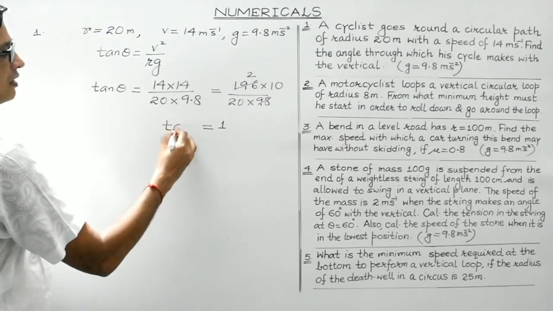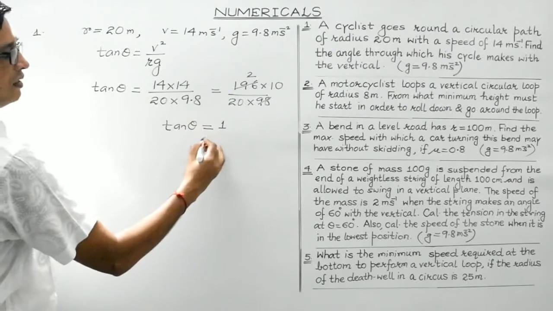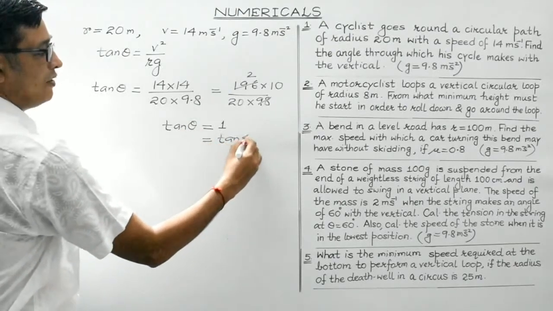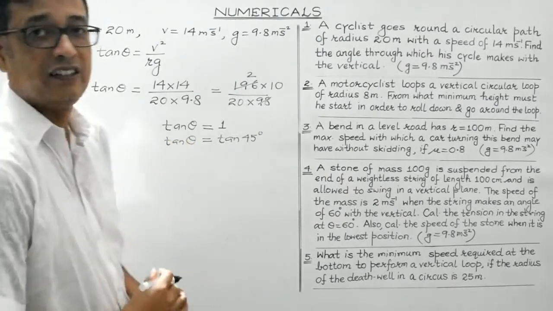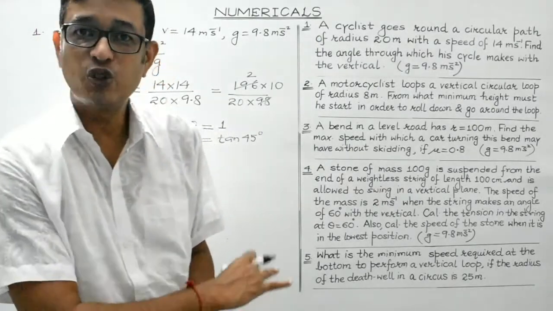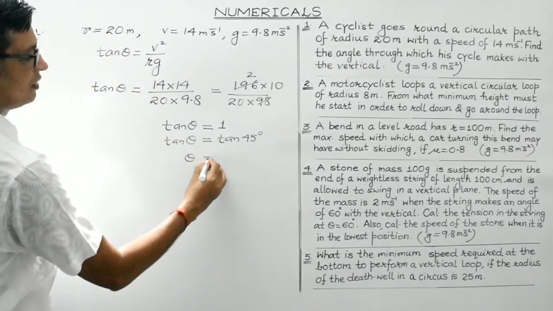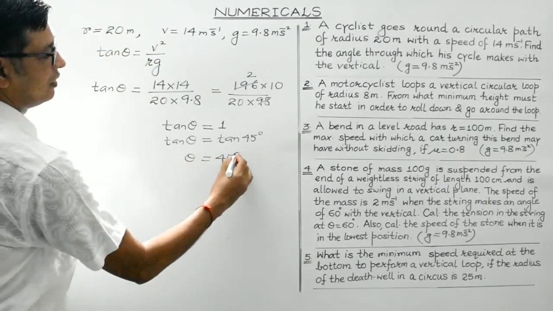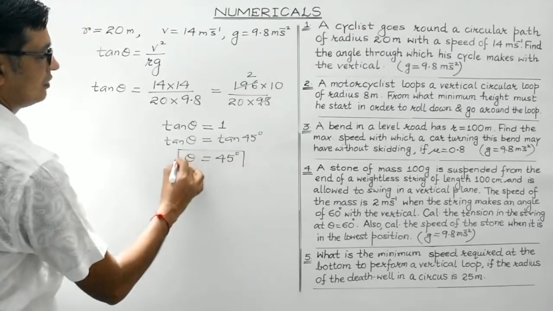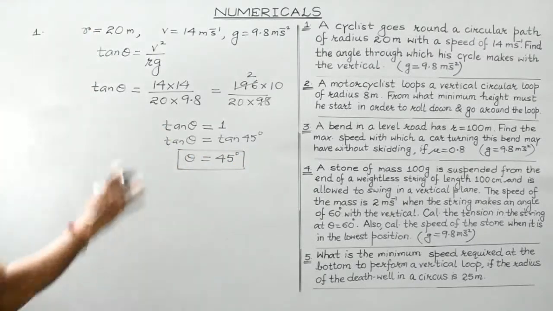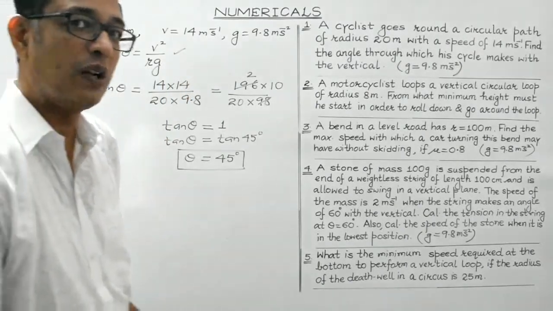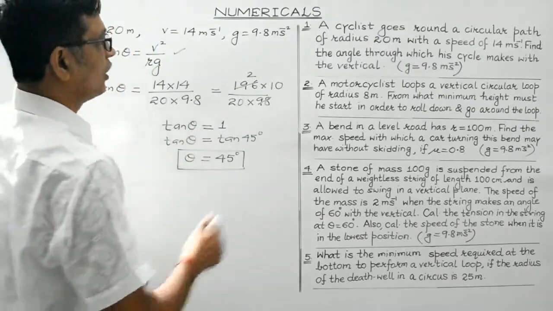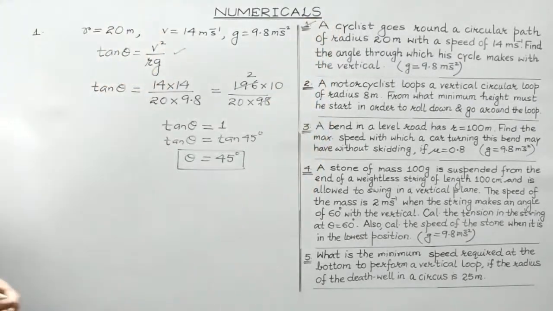So students, what we get is tan theta is equal to 1 and tan 45 degrees is equal to 1. Therefore, we conclude that the angle through which the cyclist needs to bend is 45 degrees. So this is the answer, students. It's very simple, right? So we need to make use of this formula: tan theta is equal to v square by Rg, right? So we are over with question number 1. Let's try to attempt question number 2 then.